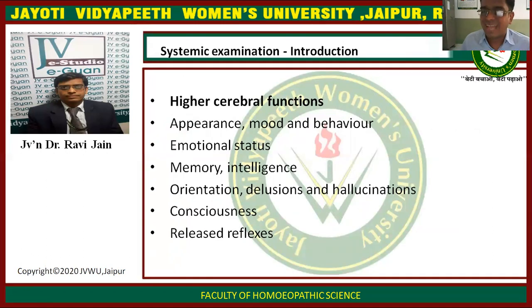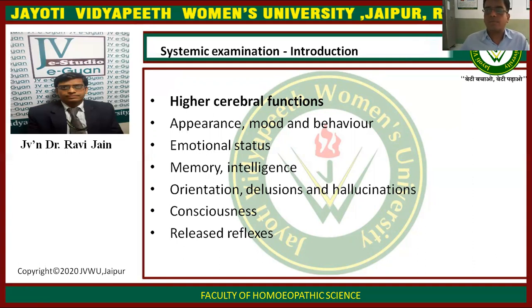In the systemic examination for the central nervous system, we have to check for the higher cerebral functions, for the appearance of the patient, mood and behavior of the patient. We have to check for the emotional status of the patient, check for the memory and the intelligence, orientation, delusion or hallucination if that particular patient is having, the consciousness level, whether it is unconscious, conscious, and if he is conscious, whether he is attentive or non-attentive, and released reflexes.